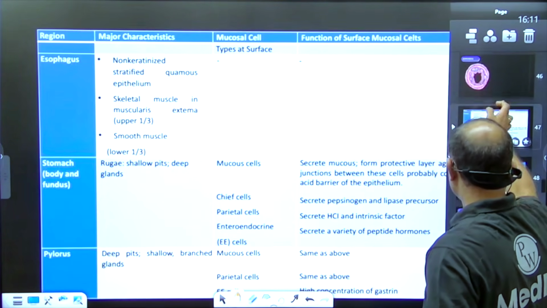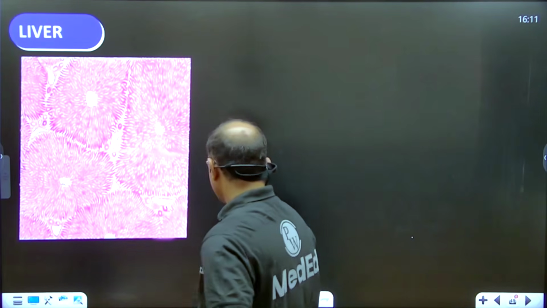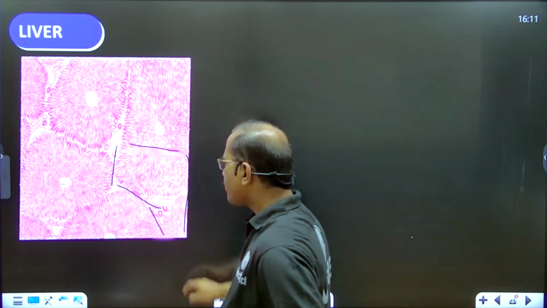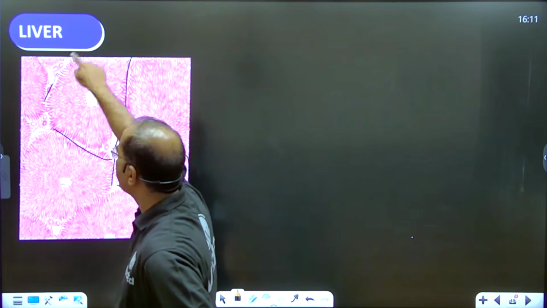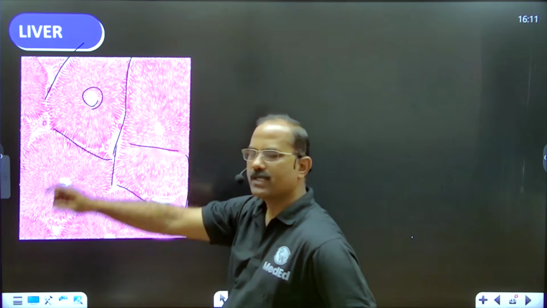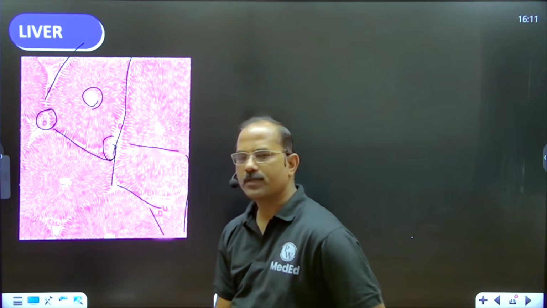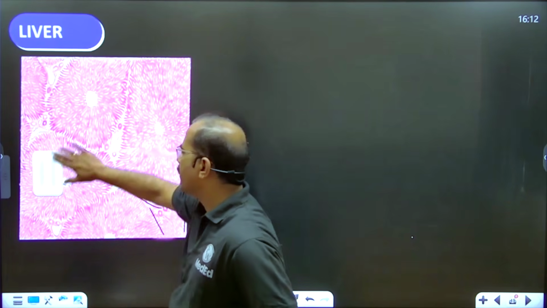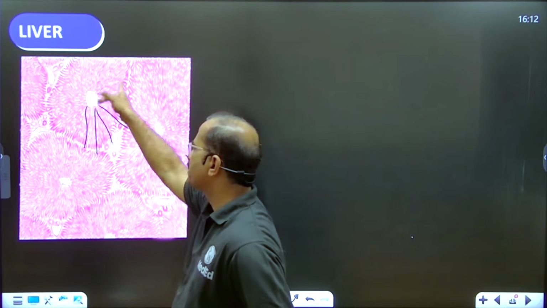Okay, fine. Clear to all of you? Now coming to this, what is this slide of? That's a slide of liver. And in this liver, what are these hexagonal structures known as? This is the hepatic lobule. In the center of the hepatic lobule, you've got a central vein here. At the periphery of the hepatic lobule, we have these portal triads. In the center is the central vein, and radiating from this central vein, these are the hepatocytes.